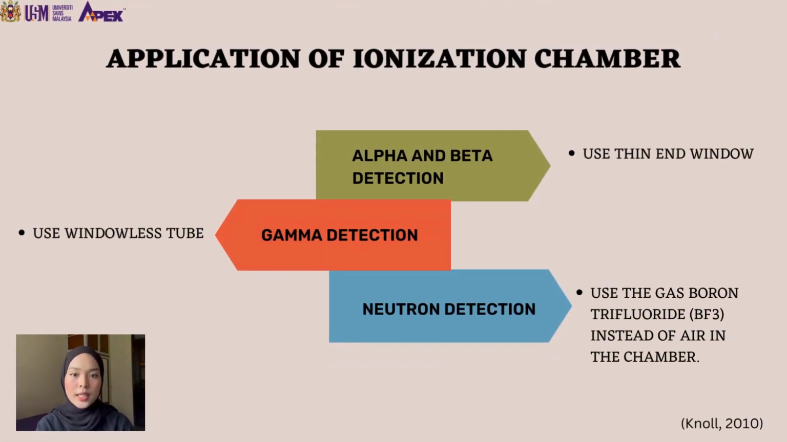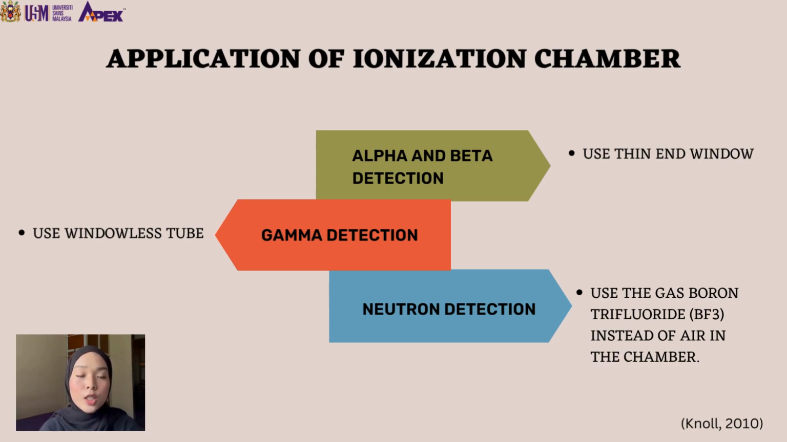The next application is ionization chamber. Ionization chambers are the simplest of all gas field detectors. Their normal operation is based on the collection of charge created by the interaction of radiation in the gas, and this is a type of absolute dosimeter. Ionization chamber can be used to detect alpha and beta particles using thin end window. Same as Geiger counter, the thin window of IC must be thin enough for alpha and beta particles to penetrate. For gamma detection, IC utilizes windowless tube since gamma is less penetrable by the metal wall of the chamber.